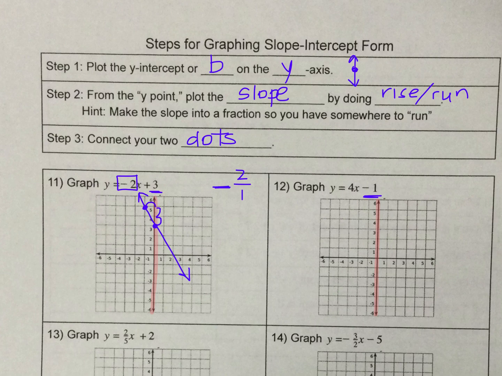Where the dot on the red line is going to go at -1. We know it's right there. And then my slope is a 4. But to make a 4 into a fraction, because we've got to rise and run, it's 4 over 1. So 1, 2, 3, 4. I rose 4, and now it's a +1, so I've got to go in the positive direction. Now I just draw a line through the 2 dots.